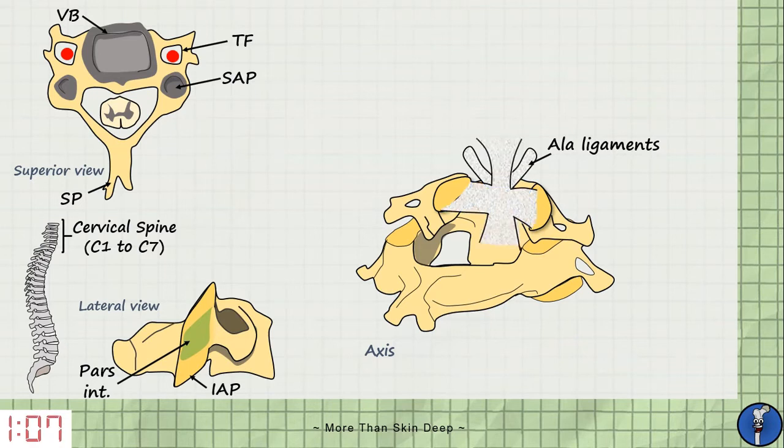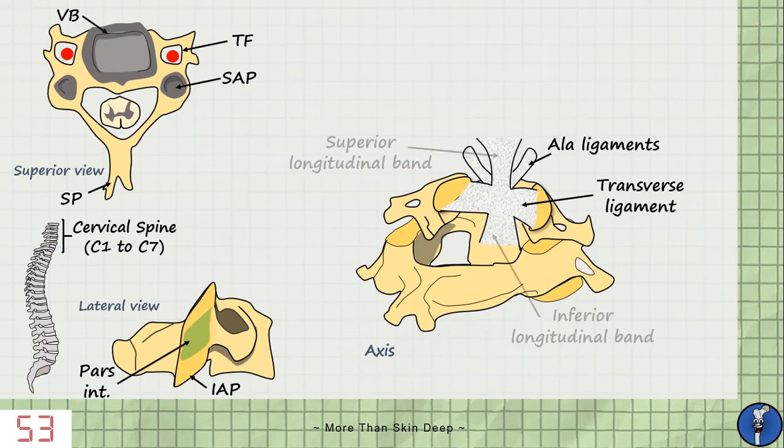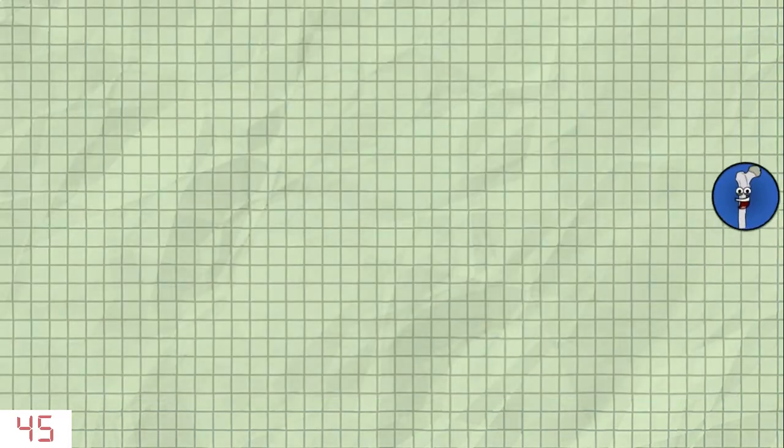The dens also sits just anterior to a cross-shaped ligament known as the cruciform ligament. This prevents posterior dislocation of the peg. The lateral segments of the cruciform ligament are known as the transverse ligaments. The superior and inferior segments of the cruciform ligament are known as the superior and inferior longitudinal bands. Okay, that concludes the unique features of the atlas and axis.